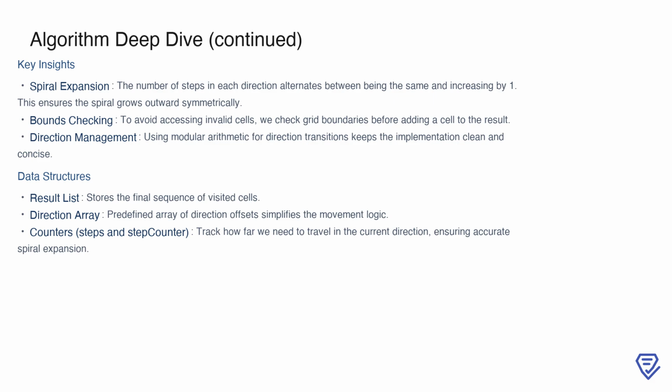Additionally, the use of modular arithmetic for managing direction changes keeps the implementation clean and eliminates the need for repetitive condition checks. The algorithm relies on simple data structures to achieve this. The result list stores the final sequence of visited cells, while the direction array simplifies the movement logic by predefining direction offsets. Finally, the steps and step counter ensure precise control over the traversal, enabling accurate spiral expansion at each step.